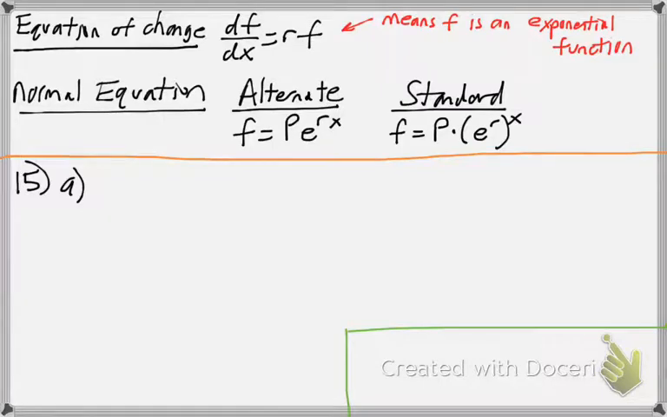Number 15 says, you open an account by investing $250 with a financial institution that advertises an APR of 5.75% with continuous compounding. So, continuous compounding, this is one of the applications of exponential growth, and these are going to have the equation of change that we've been dealing with, so all of our formulas are still going to be used here.